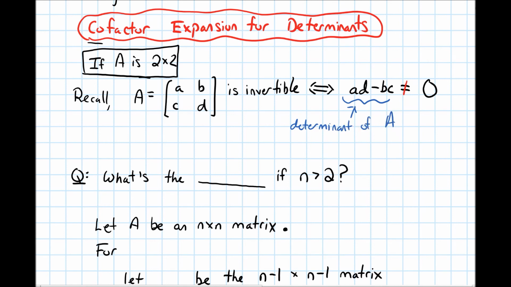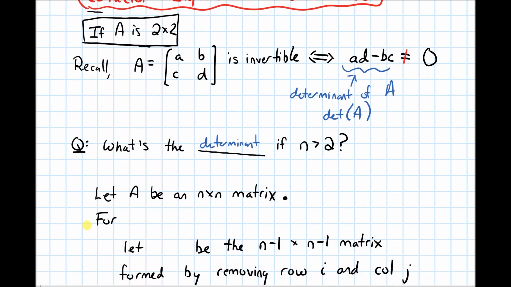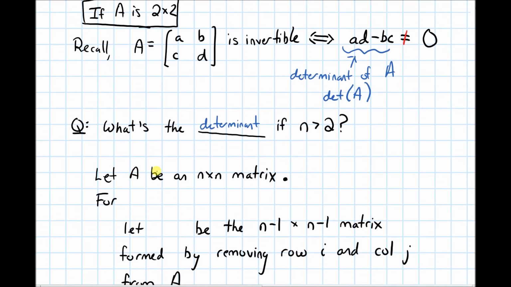The notation for that is sometimes we just write det(A). Then the natural question is, well, that's the determinant of a 2 by 2 matrix. What's the determinant if n is greater than 2? So what if I have more rows and more columns in my matrix? Let A be an n by n matrix.